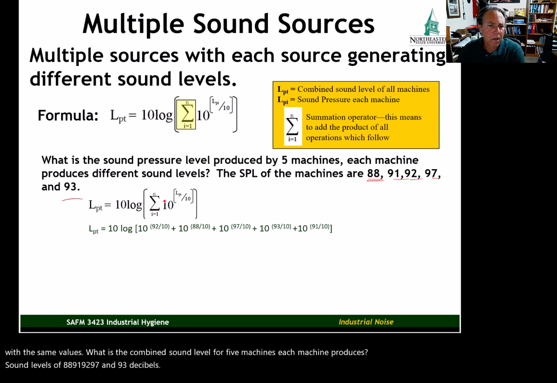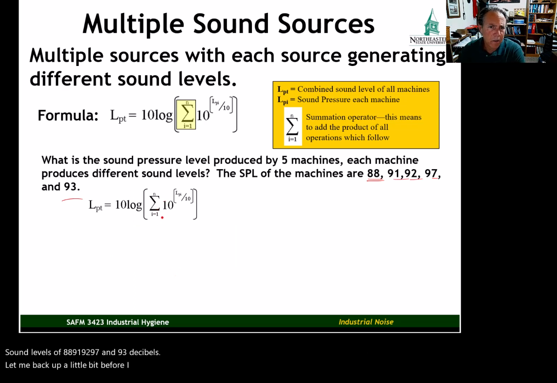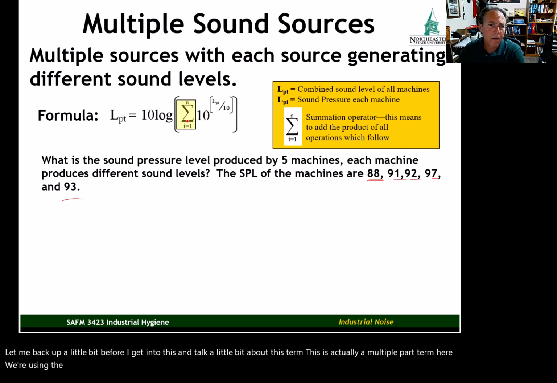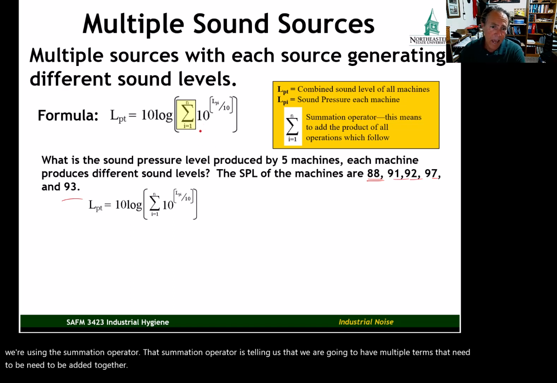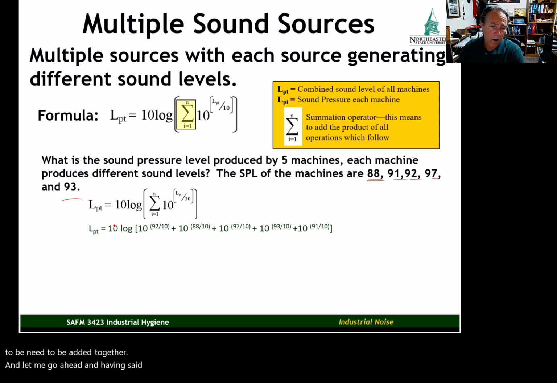Let me back up a little bit before I get into this and talk about this term. This is actually a multiple part term here. We're using the summation operator. That summation operator is telling us that we are going to have multiple terms that need to be added together. Having said that, let me come back down here to this stage in the formula.